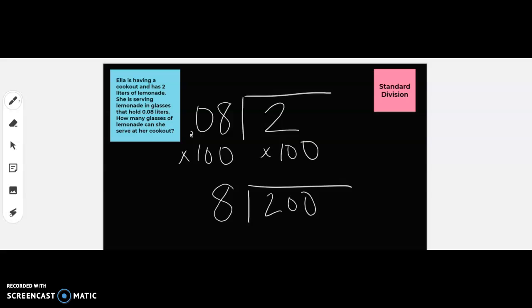If I do this, I've already showed you that my answer is 25. My 8 goes into 20 2 times. That gives me 16. I subtract and get 4. Drop this 0, and it goes into 40 5 times, and it does go in evenly.